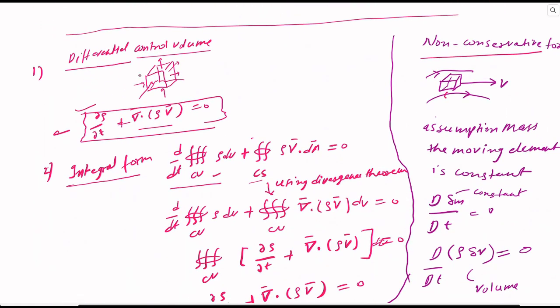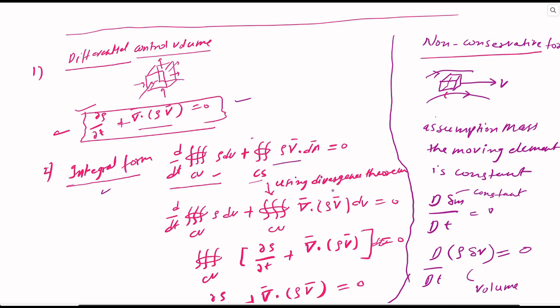For the derivation of the continuity equation, there are two methods. One is the differential control volume method; when we derive it, we get this equation. The other is the integral method. Here we integrate the net mass stored within the control volume, the rate of change of mass within the control volume, and this equals the mass flux coming through the control surface.